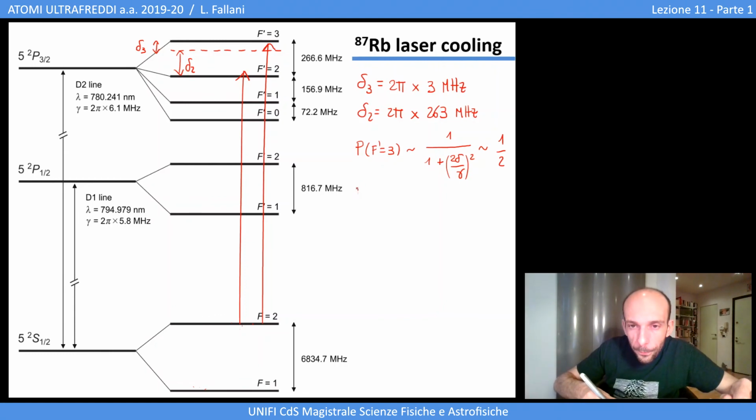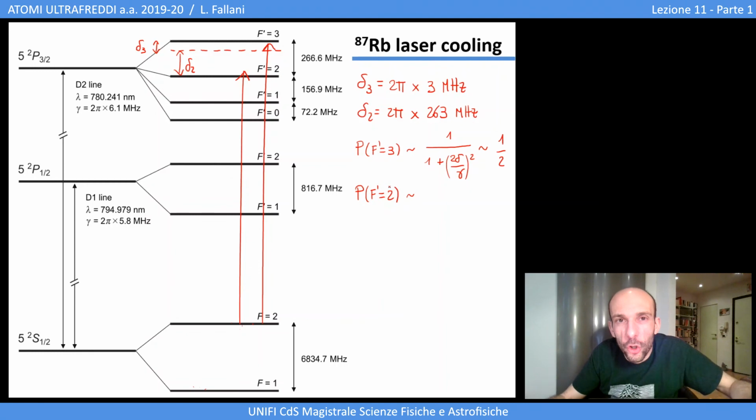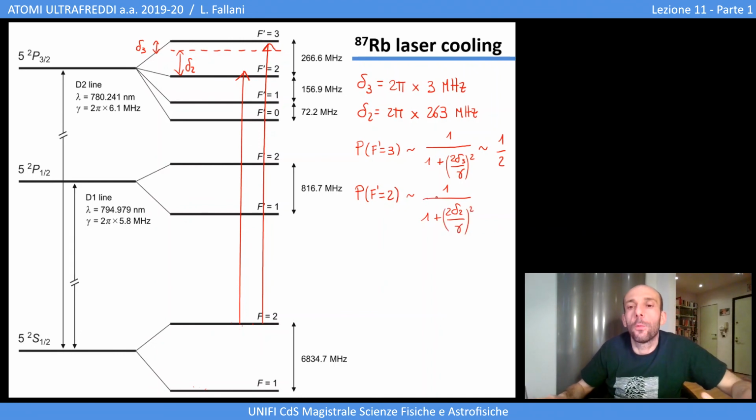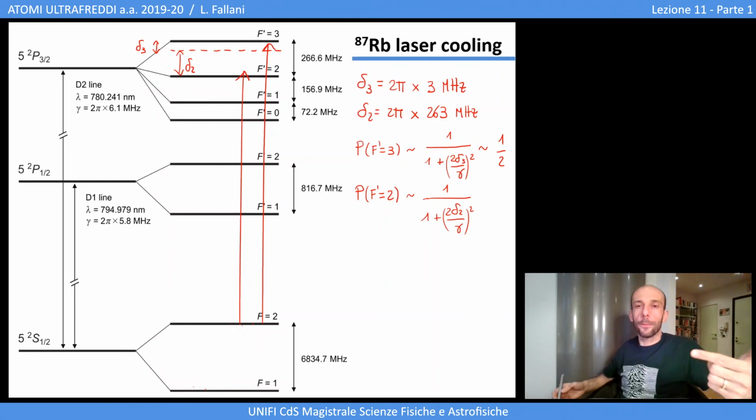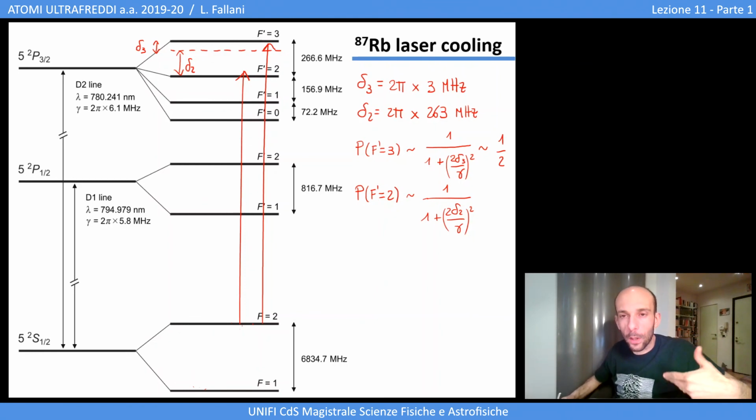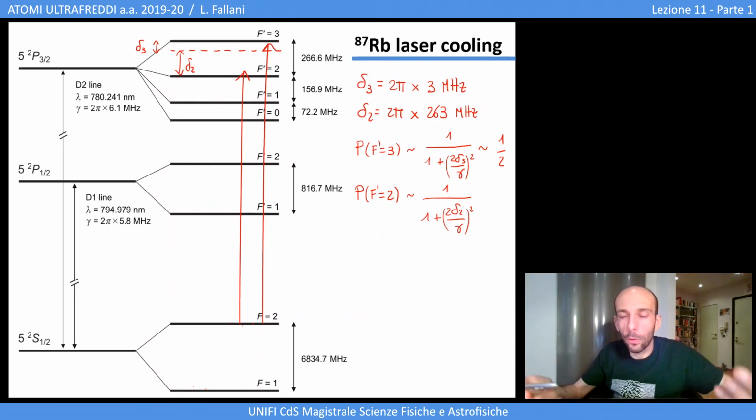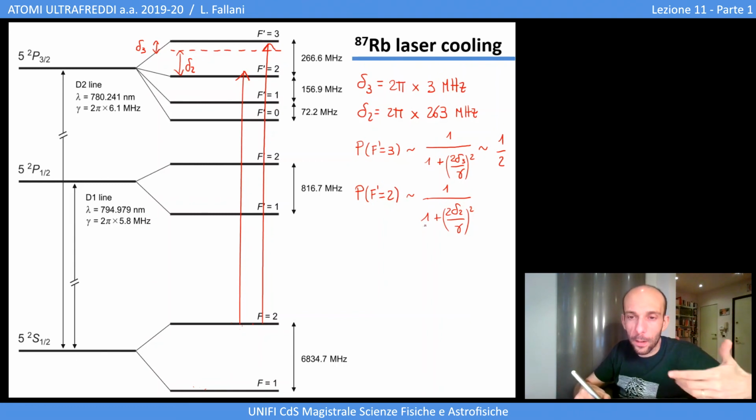So if we consider the probability to excite the F' = 2 state, of course this is much less, because this was delta 3, now we have delta 2. So this is 1 plus 2 delta 2 divided by gamma square. So basically, what do we have here? We have delta 2 is 260, but we can even take 300 just to make calculation simpler. So the 1 can be neglected.